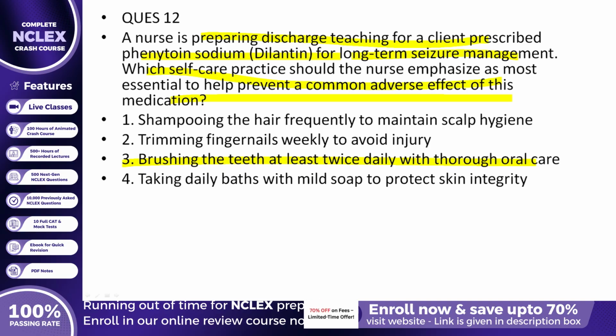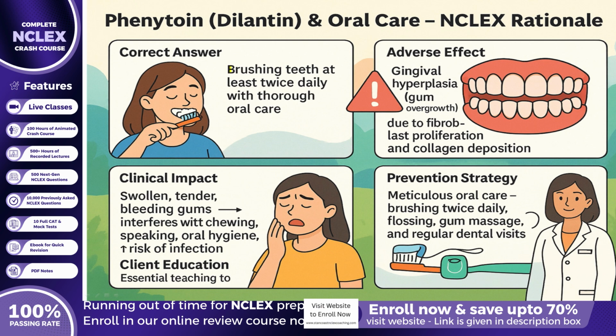Phenytoin sodium, while effective for seizure control, is well known for its adverse effect of gingival hyperplasia, which is the abnormal overgrowth of gum tissue. This occurs due to fibroblast proliferation and collagen deposition, resulting in gums that are swollen, tender, and prone to bleeding. Over time, this condition can interfere with chewing, speaking, and maintaining oral hygiene, while also increasing the risk of secondary infection. Consistent and meticulous oral hygiene, including brushing at least twice daily, flossing, gum massage, and regular dental visits, is the single most effective preventive strategy. Reinforcing this practice empowers clients to reduce gum overgrowth and preserve oral health while continuing long-term phenytoin therapy.